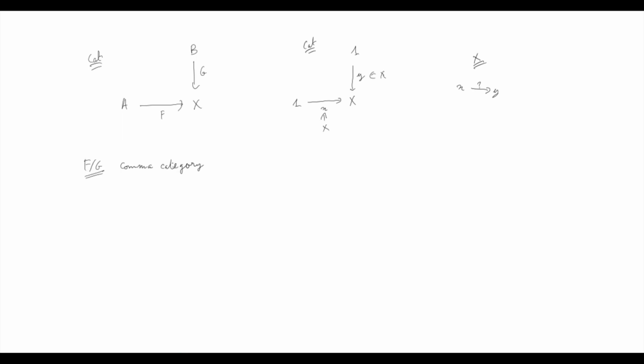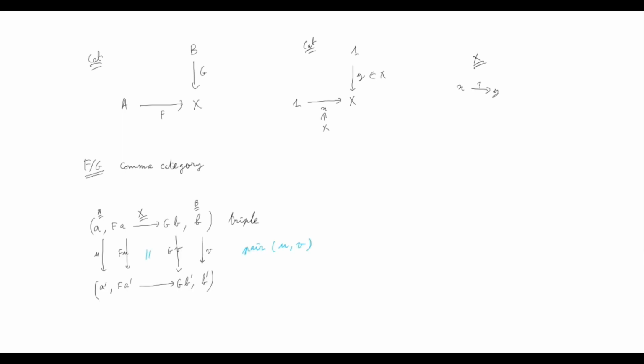And we can build this category F over G, the comma category of F over G, whose objects are the indexed version of this simple path in X. So it would be a triple A, B, the index, and some path from F of A to G of B within X. So that's a triple of things.